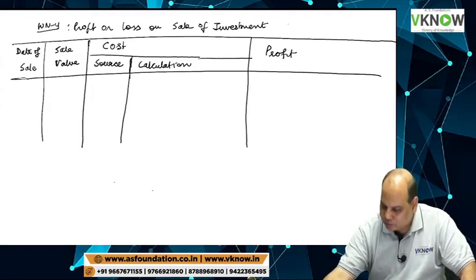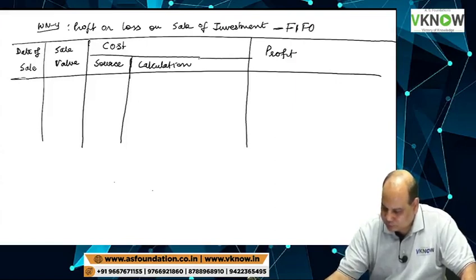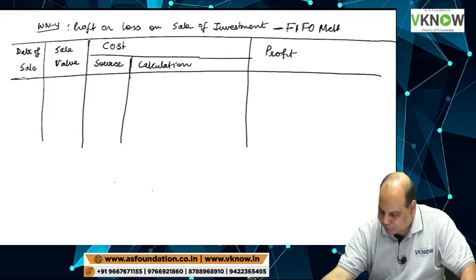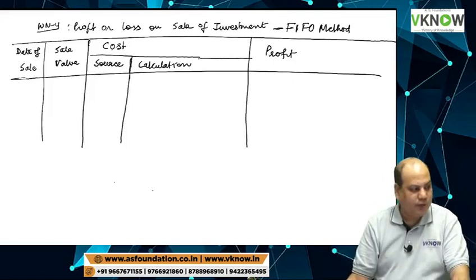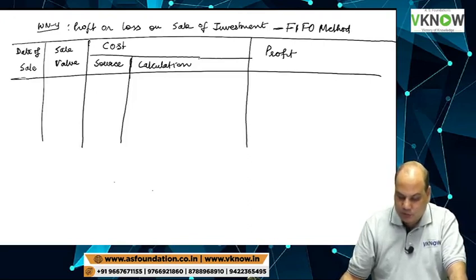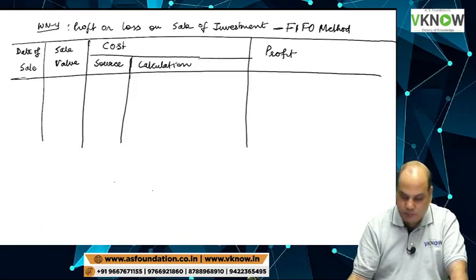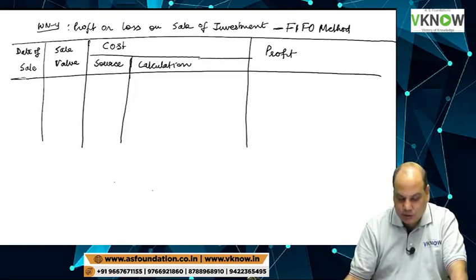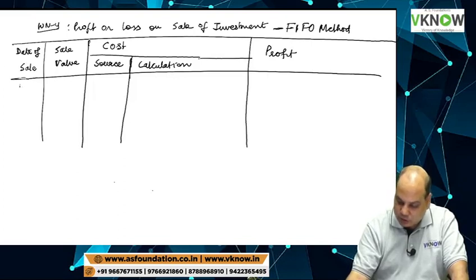We are following the FIFO method. For calculating profit, we will follow the FIFO method in this question. The problem has prescribed the FIFO method. Date of sale. There are two dates of sale. One is 1st July 2010.